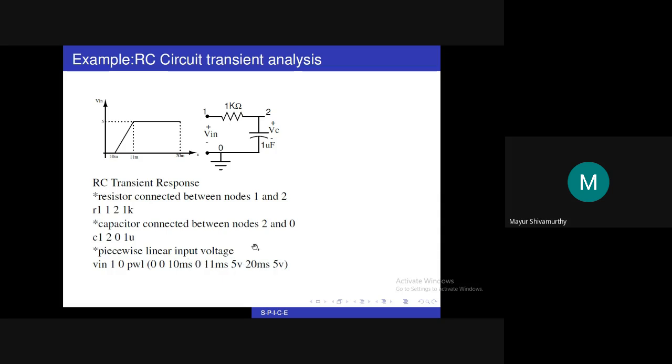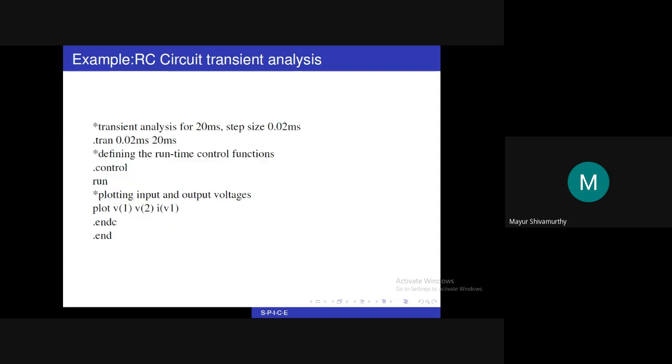Now, next we will do the transient analysis. As I told, if tran is coming in the control command, then there is no need to put dot tran here. But if you are writing above the control, you should start with dot tran.